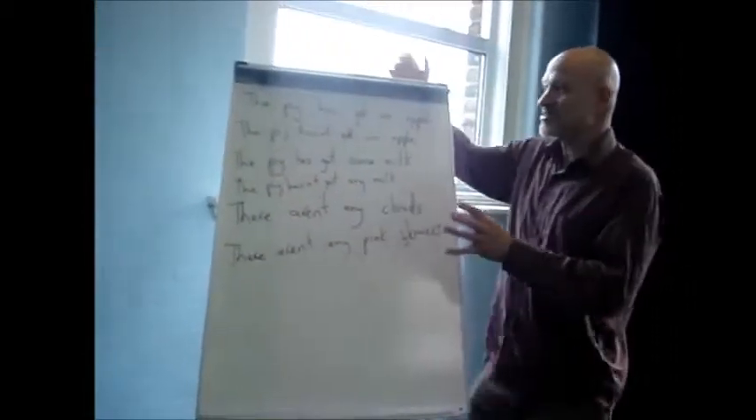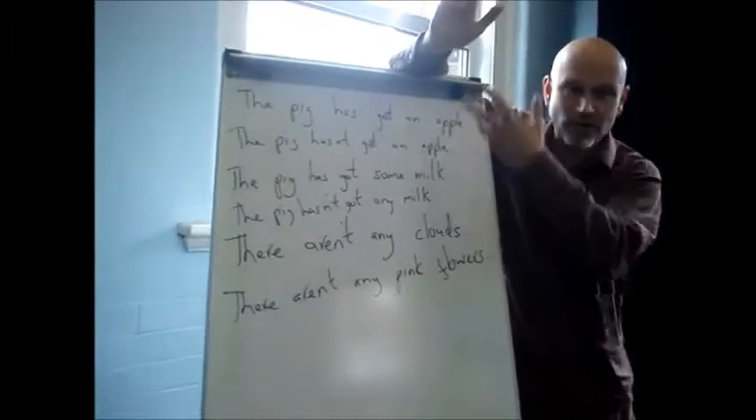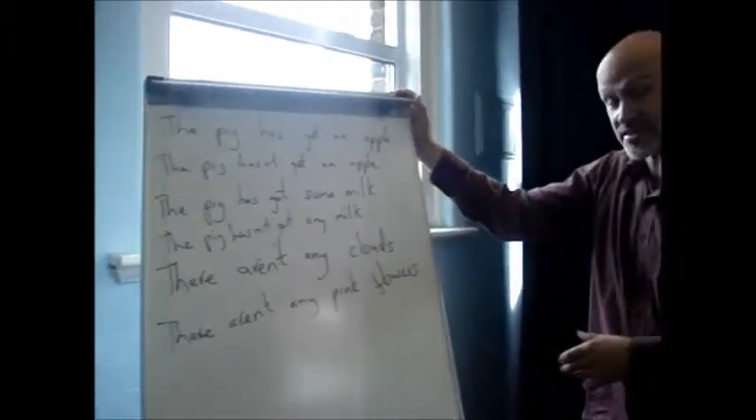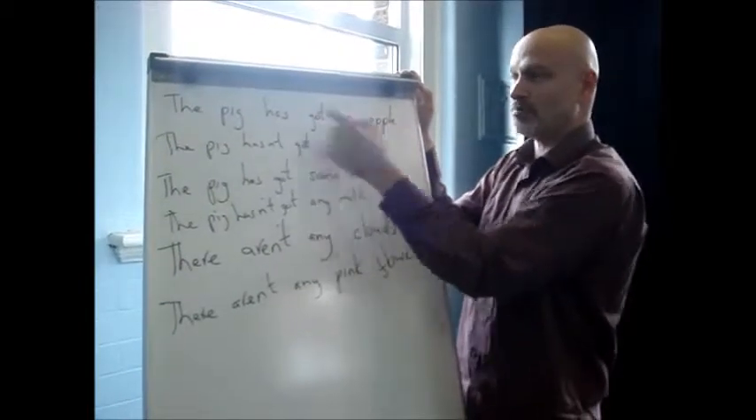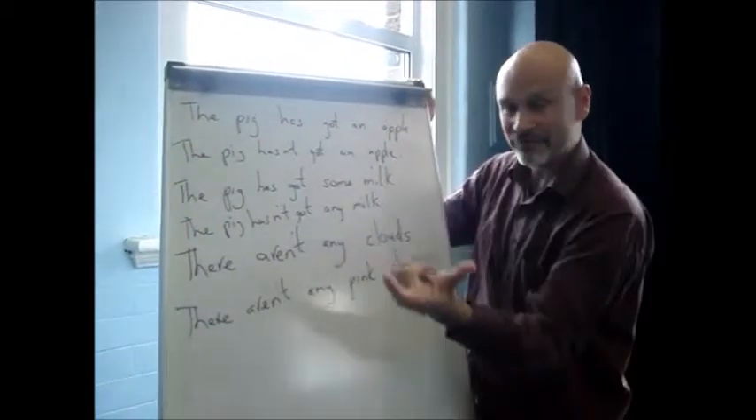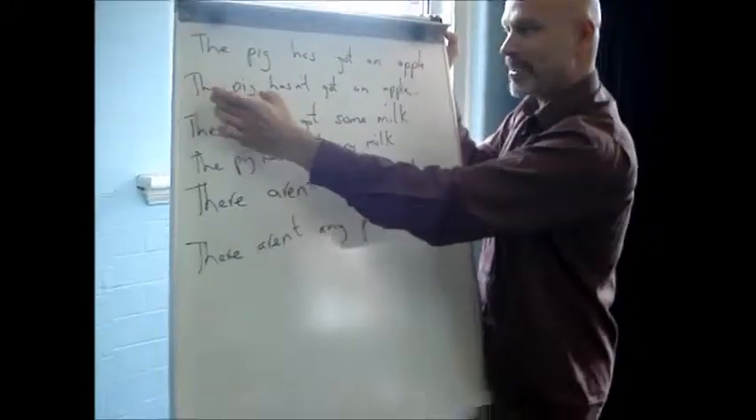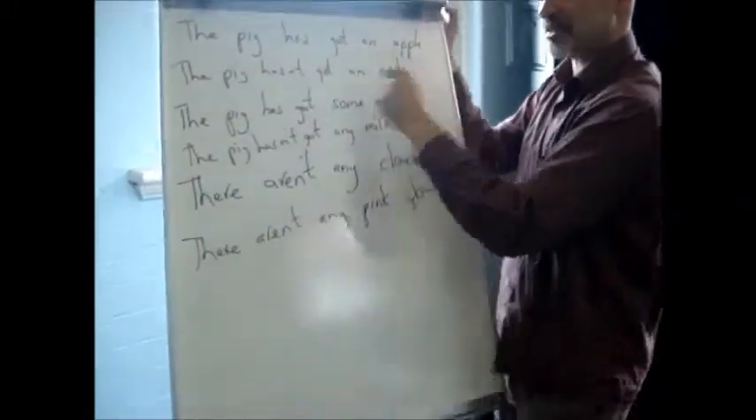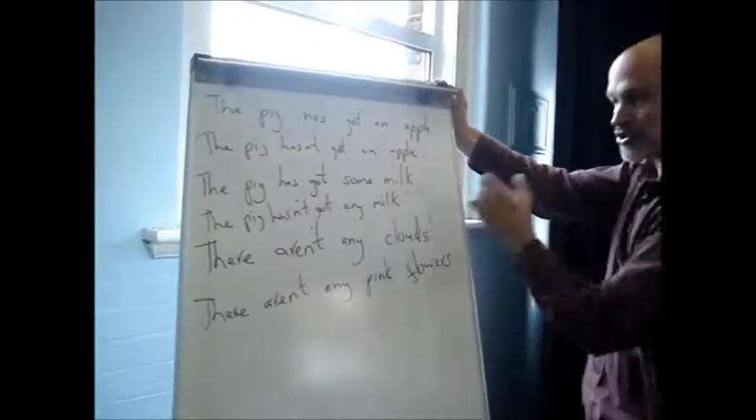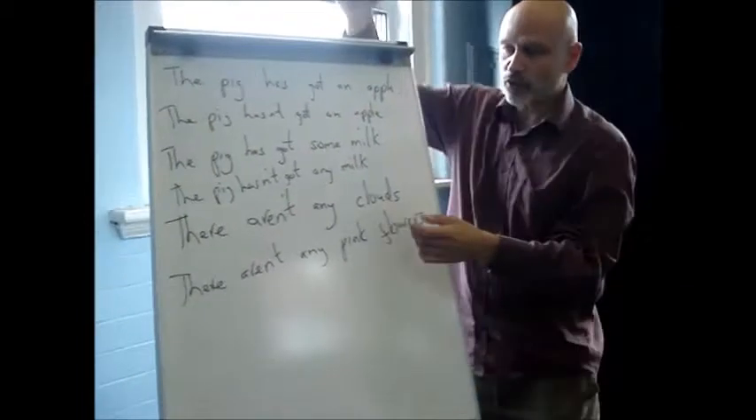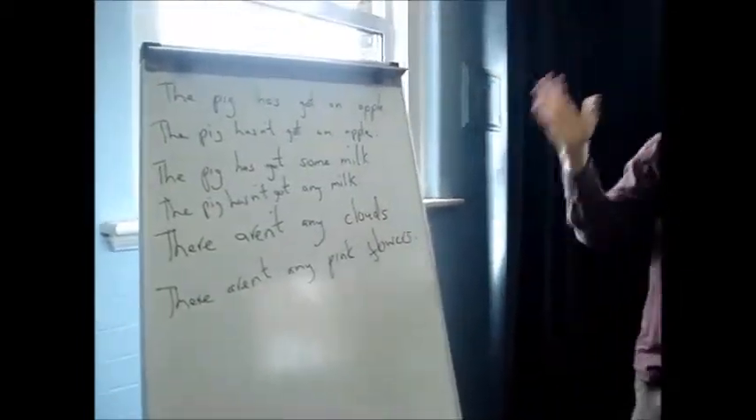And then we were looking at a pig in a picture and looking at differences and writing sentences. And these were some of the sentences that you said. The pig has got an apple, because remember, has got, have got. So the pig, it has got an apple. The pig hasn't got an apple, negative. The pig has got some milk. And now, it hasn't got any milk. And of course, there aren't any clouds, there aren't any pink flowers.